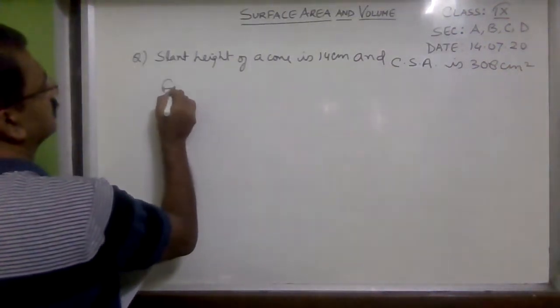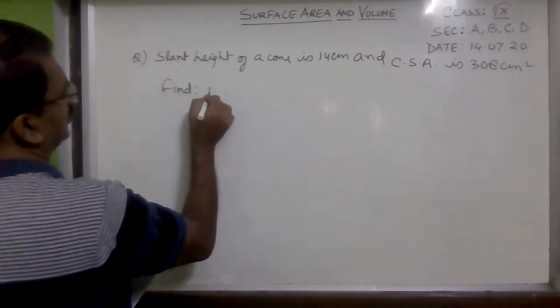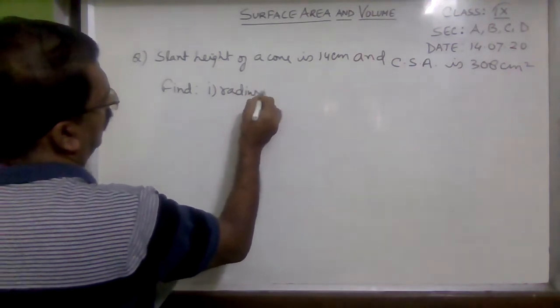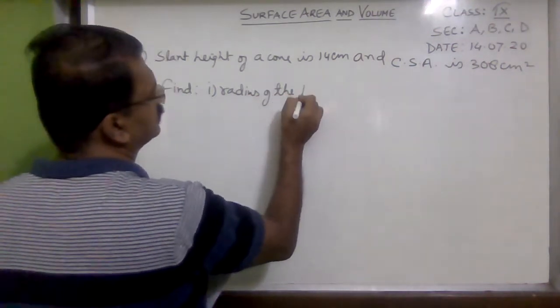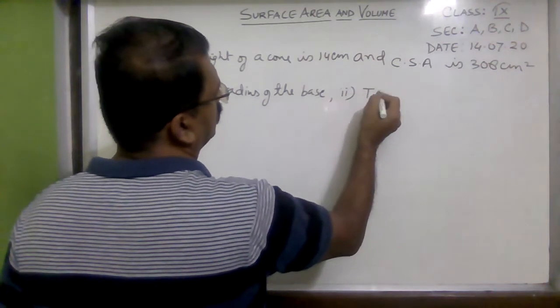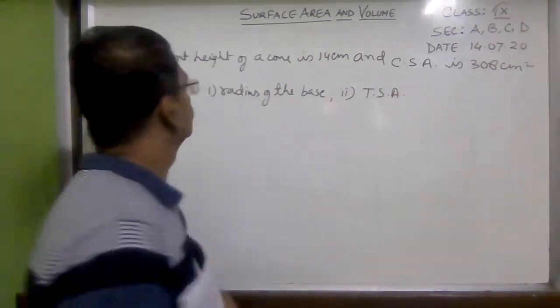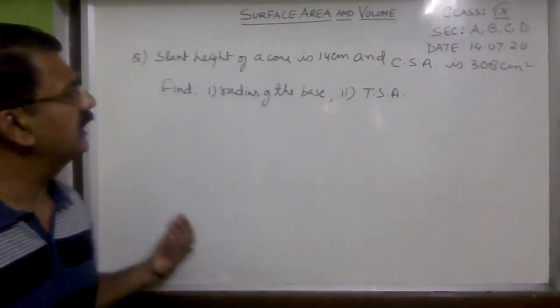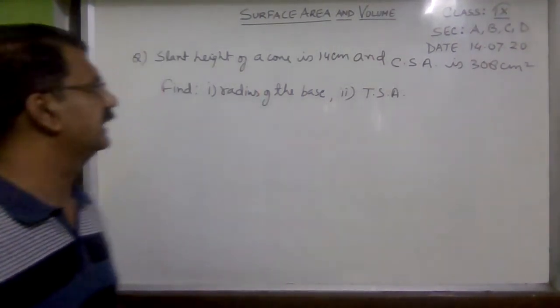Find first part radius of the base and the second part total surface area. So you have to find the radius of the base and the total surface area.